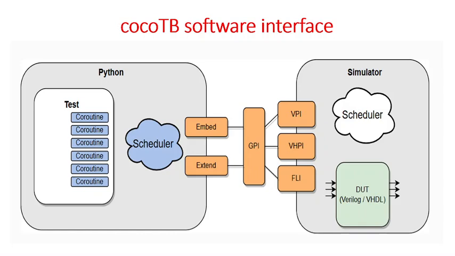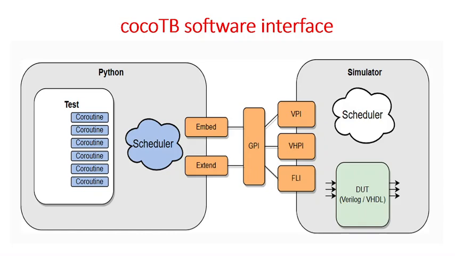And the generic programming interface is capable of communicating with Verilog programming interface, VPI, or VHPI, VHDL programming interface, or foreign language interface, FLI, right? So GPI is the middleman which translates the requirement between the CocoTB and the DUT. So now the process happens like this.